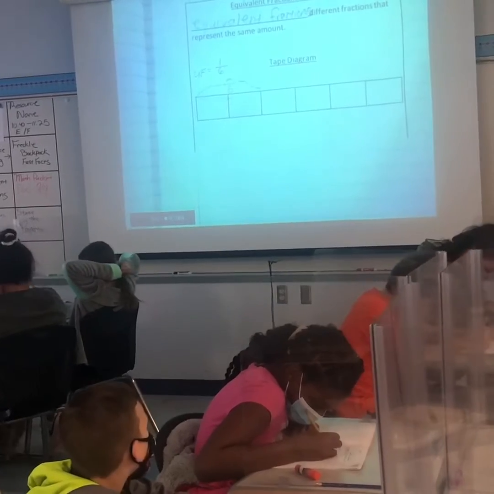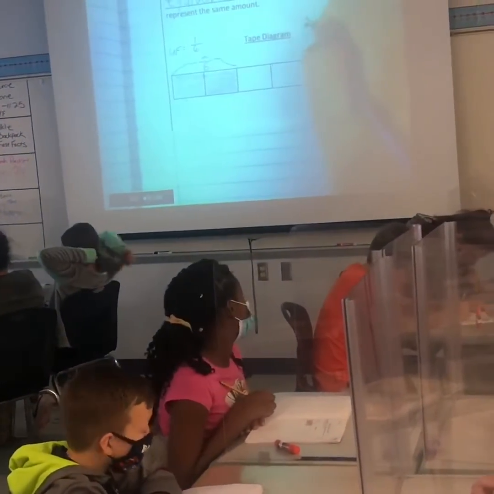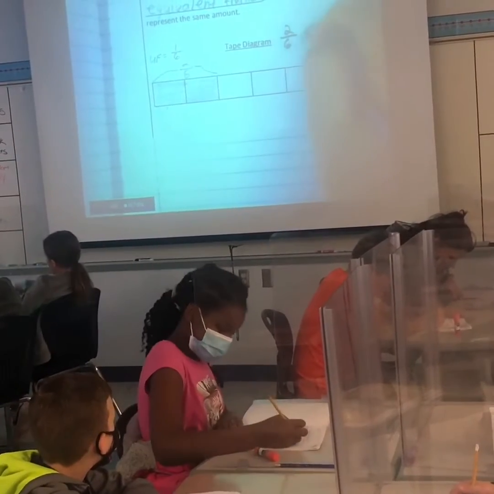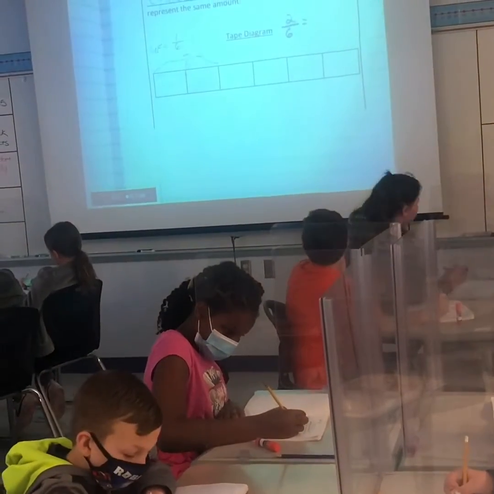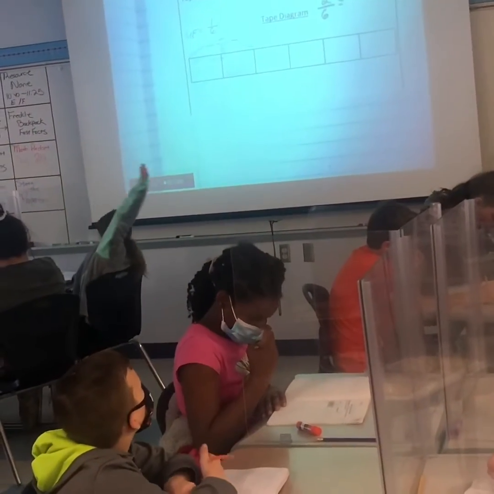So we do have 2/6 here. Now I want to go ahead and write 2/6 right there. Now, I want to find an equivalent fraction using the tape diagram.